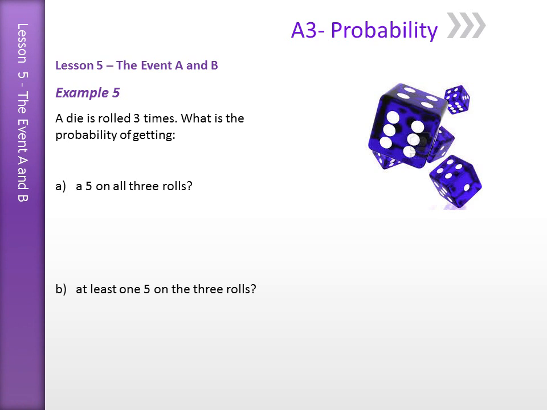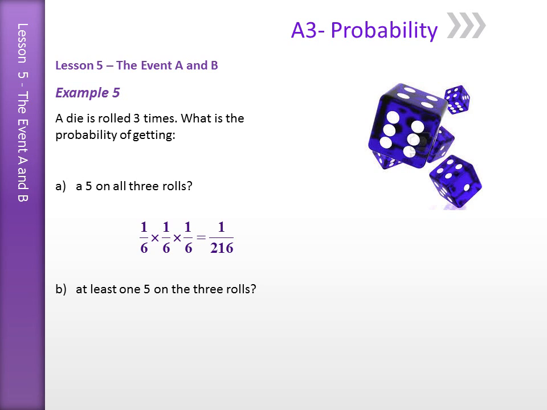Our last example, example 5. A die is rolled 3 times. What is the probability of getting a 5 on all 3 rolls? Now each roll would be an independent event, and to get a 5 on a 6-sided die would be 1 out of 6. So for 3 rolls, it would be 1 over 6 times 1 over 6 times 1 over 6, and that would give us 1 over 216.